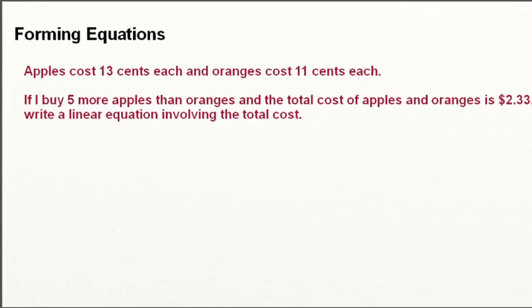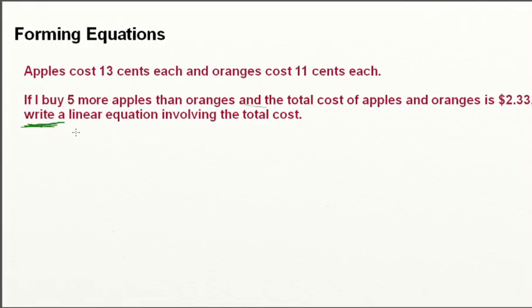So as the last example that we're going to see here, let's take a look at it. Apples cost 13 cents each, and oranges cost 11 cents each. If I buy 5 more apples than oranges, and the total cost of apples and oranges is $2.33, write a linear equation involving the total cost. So again, this question is just asking us to write the equation.